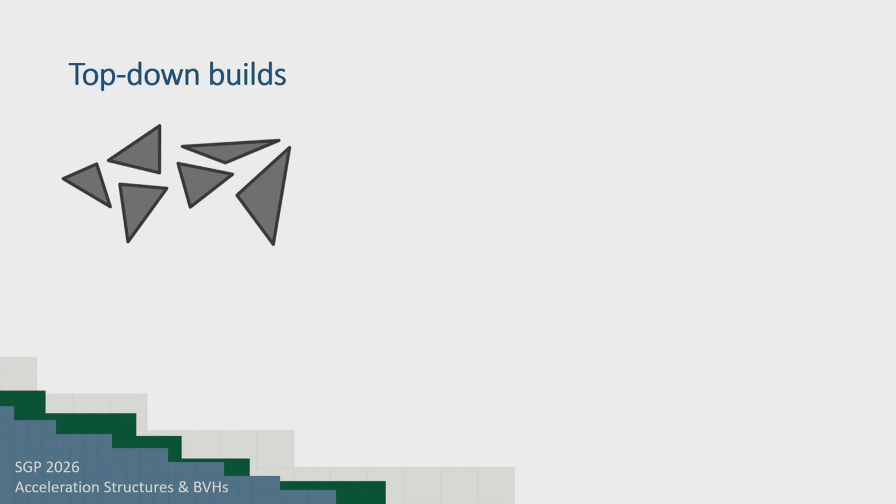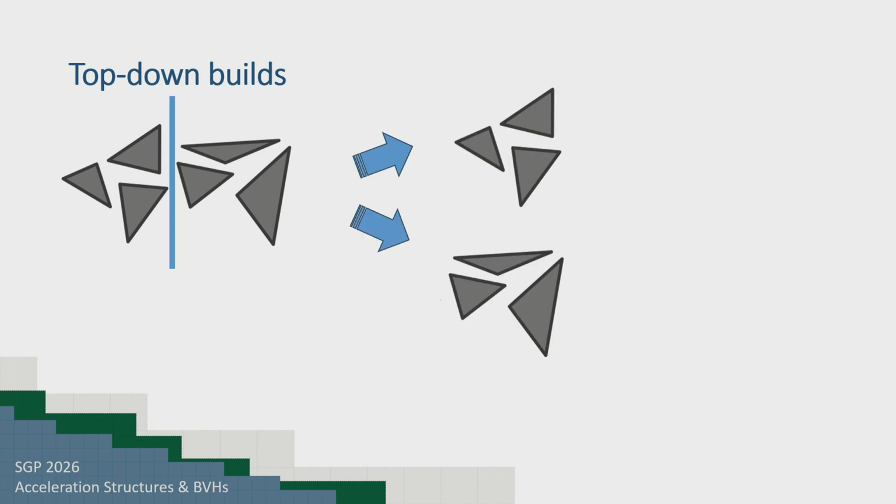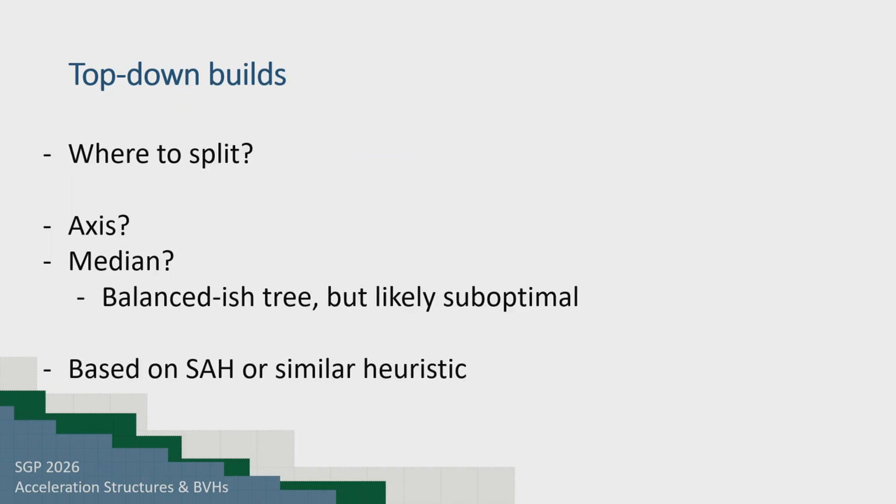Just to spare me some triangle drawing, I'll actually subdivide this a few times. But yeah, top-down build. We want to somehow split these into two subgroups. Once we've done this, we'll repeat this for each one. And the big question here is, where do we actually split these things? There are a lot of choices that we have to make, like which axis we are splitting on, assuming we have axis-aligned bounding boxes, and where along it we split.